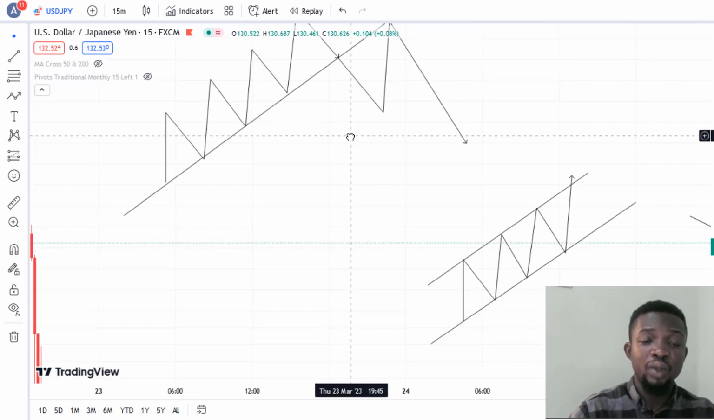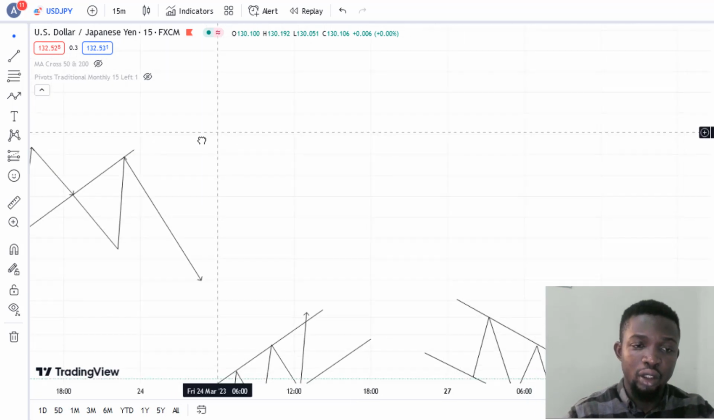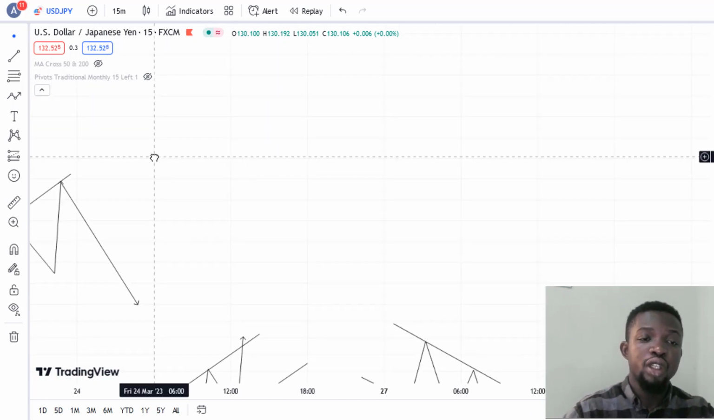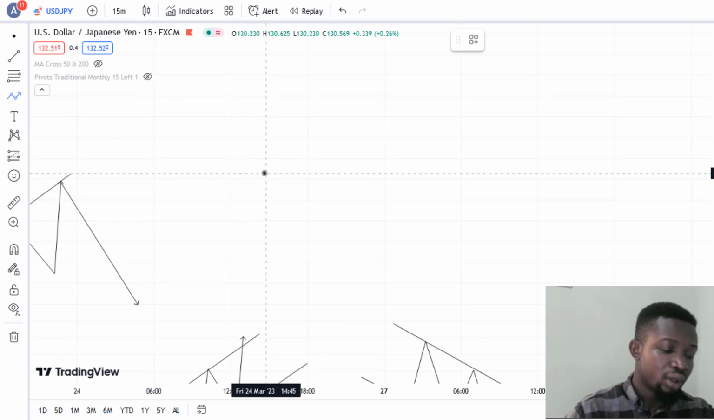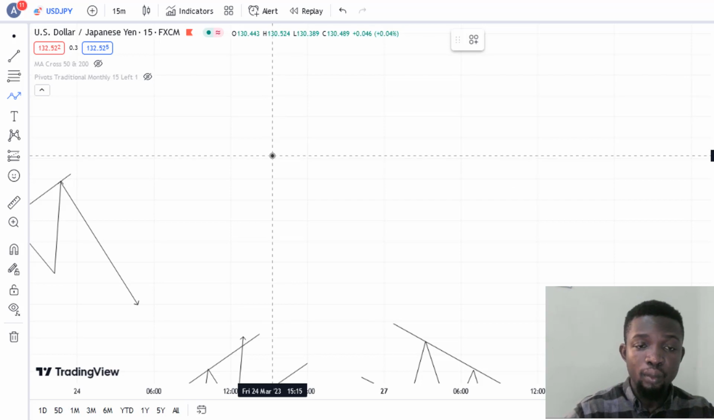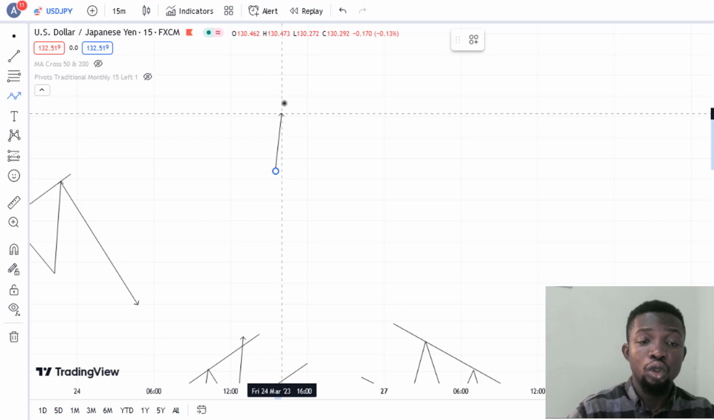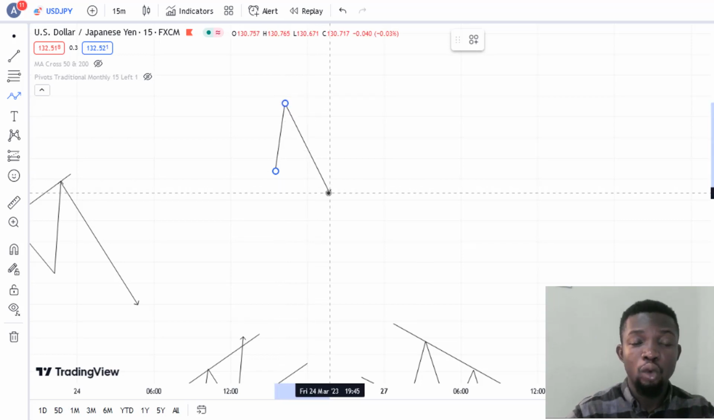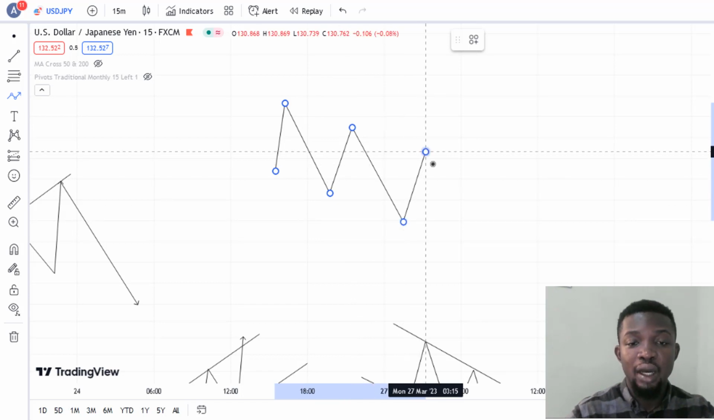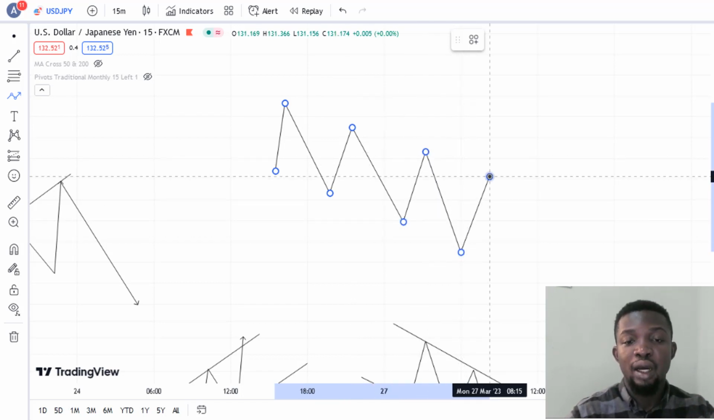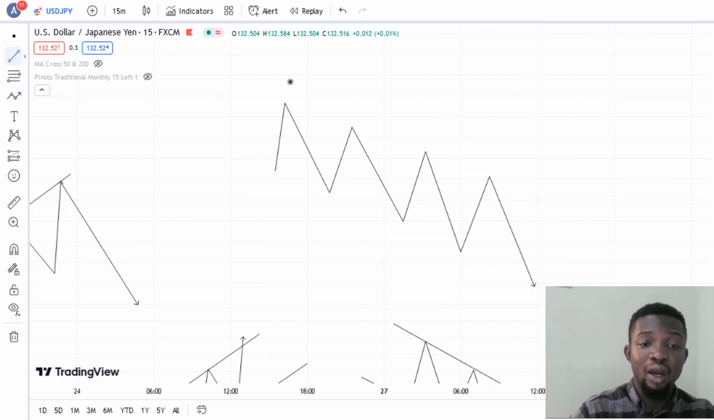Now let's quickly talk about the downtrend market also. If a market is in a downtrend, how do you trade the break and retest? Now I said a downtrend market creates a series of lower low, lower high, lower low, lower high, and the trend continues like that till we have a breakout.